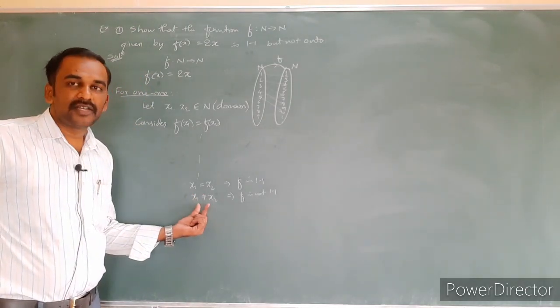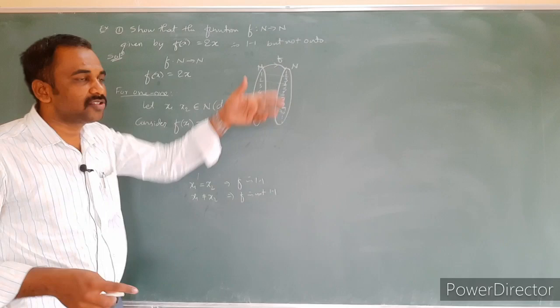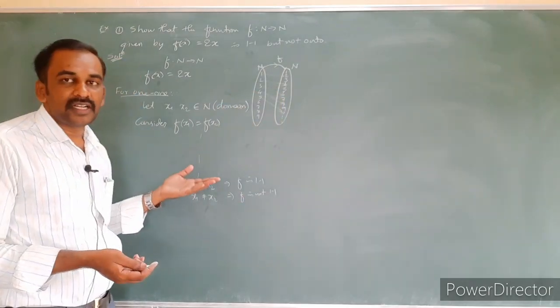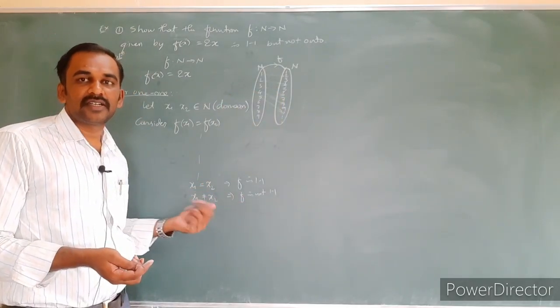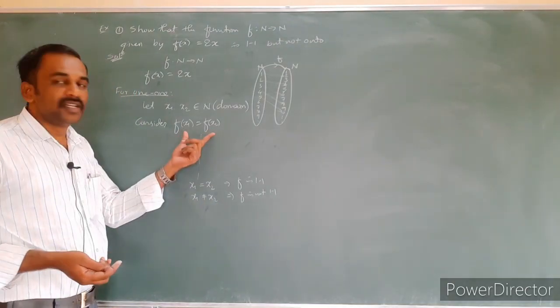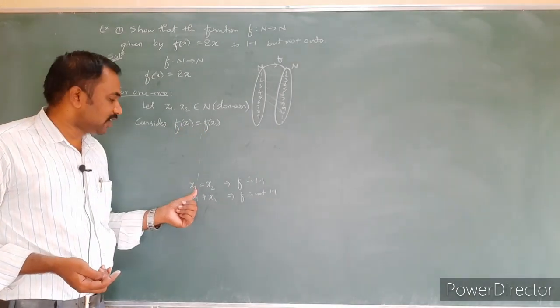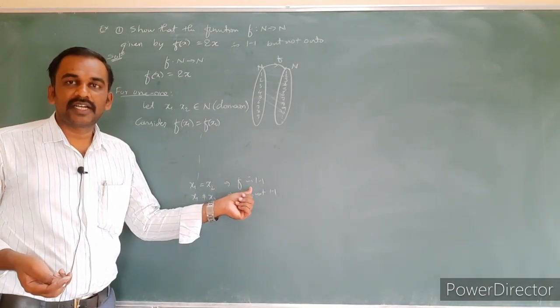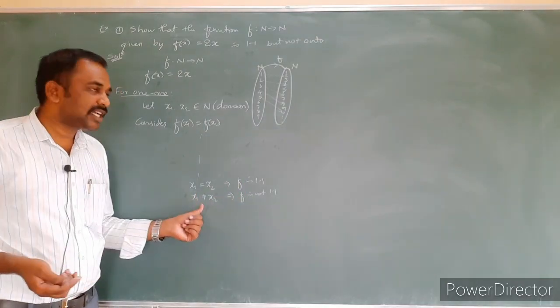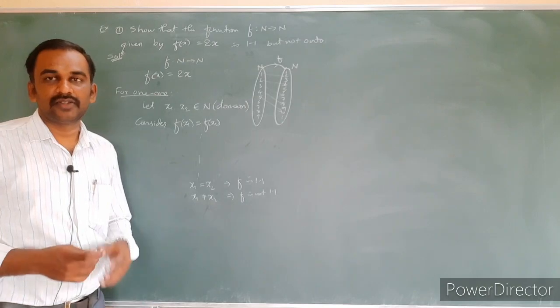Why? Those are different elements that have the same image. Different elements have the same image, so the condition of the one-to-one definition is not satisfied, therefore it is not one-to-one. Just remember that. So just write it. Simplifying, if we get x1 is equal to x2, then conclude that f is one-to-one. If we get x1 is not equal to x2, then conclude that f is not one-to-one.